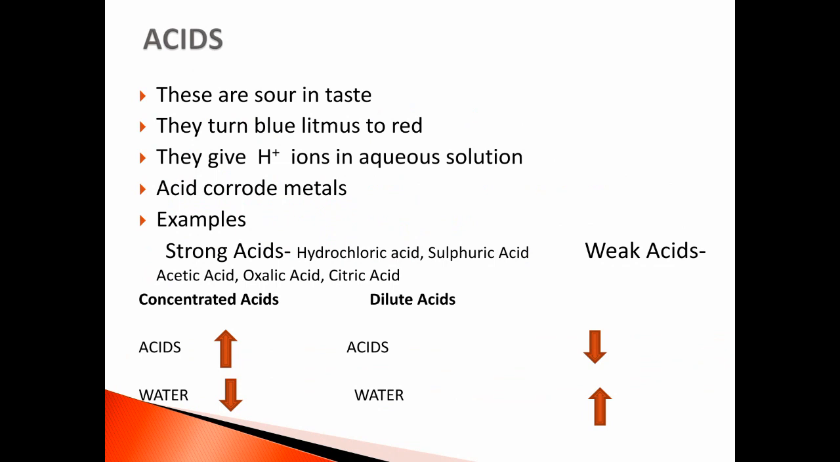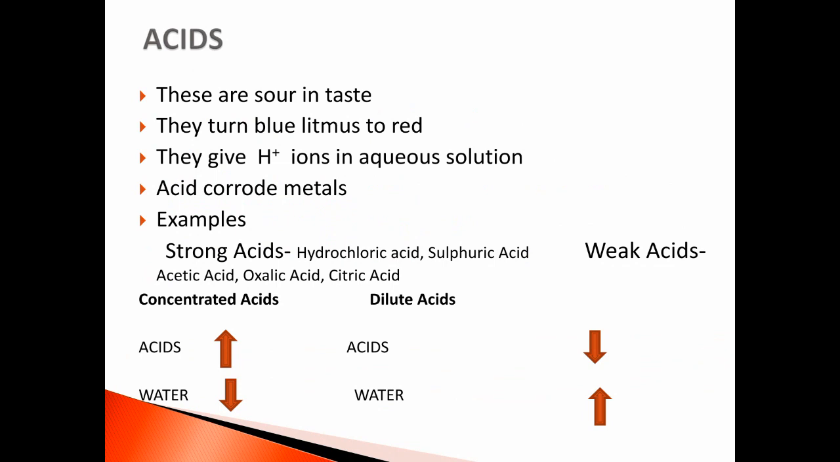Now comes the most important property of acid, and that is acid gives H+ ion in aqueous solution. It means when an acid is mixed with water, it gives H+ ions. These H+ ions are responsible for the acidity of acids. So every acid will give H+ ion in aqueous solution. This is a common property of all acids. Now the last property of acid is that they corrode metal, which means it makes the surfaces of metal weak and rough.